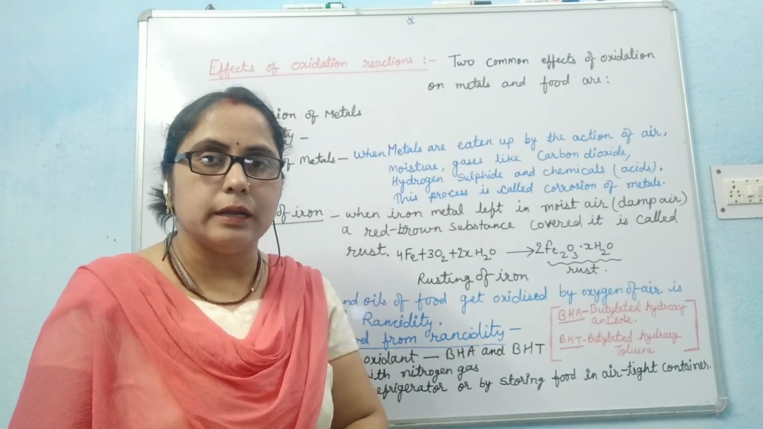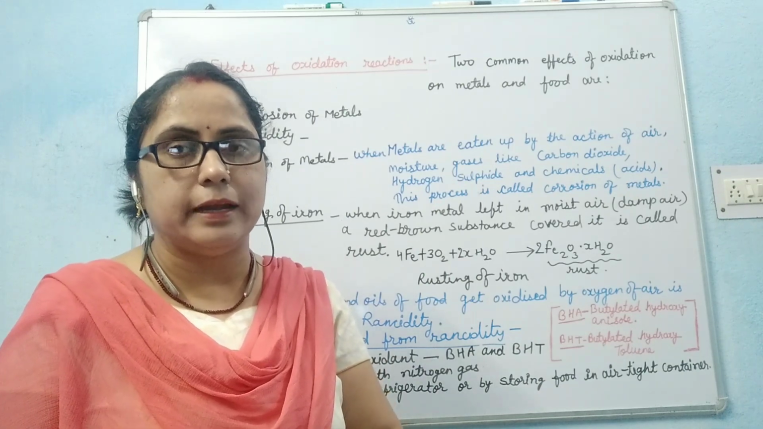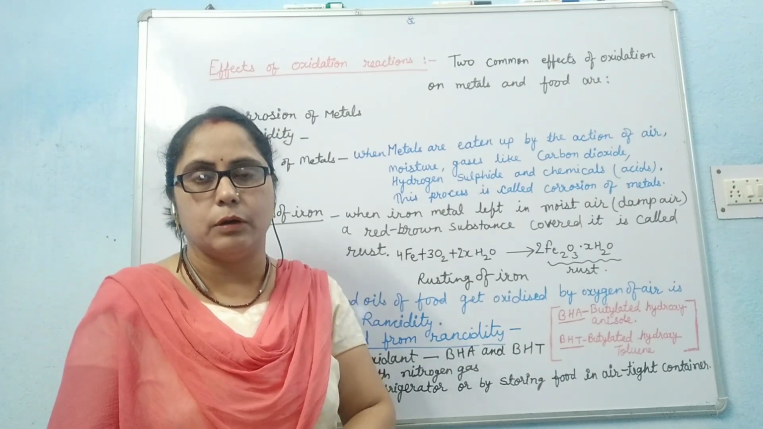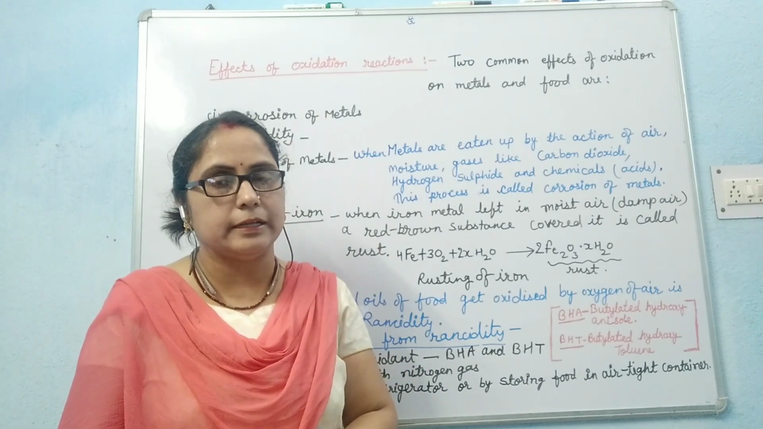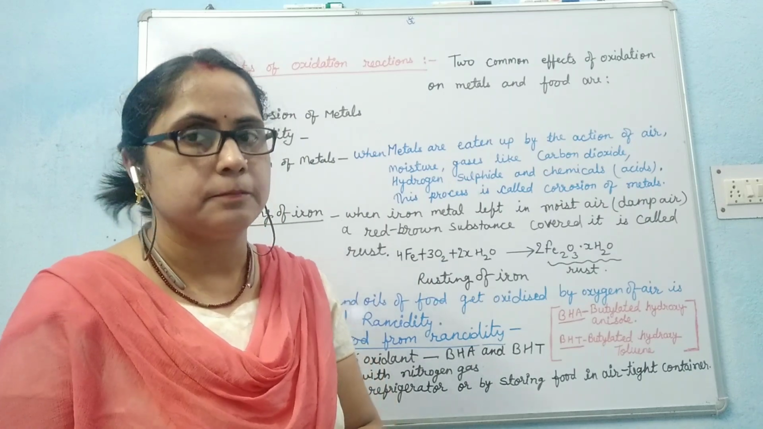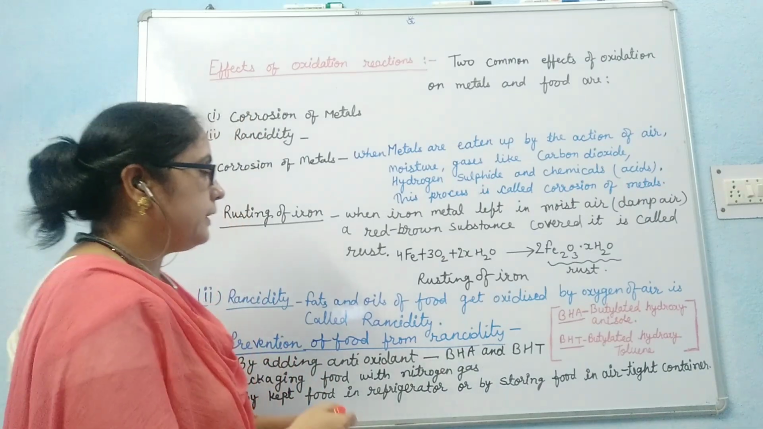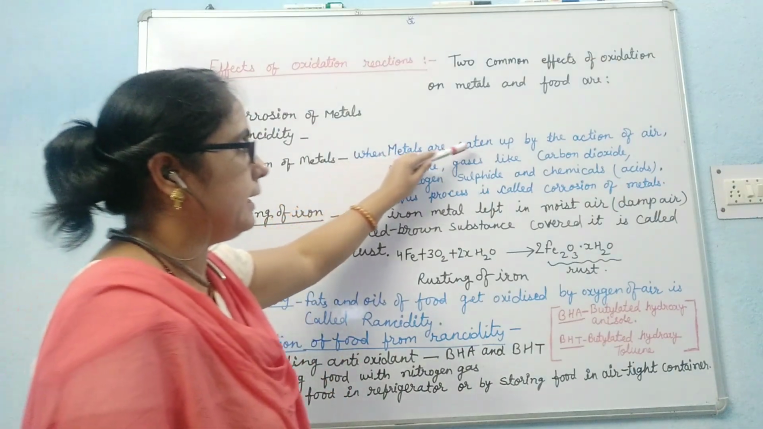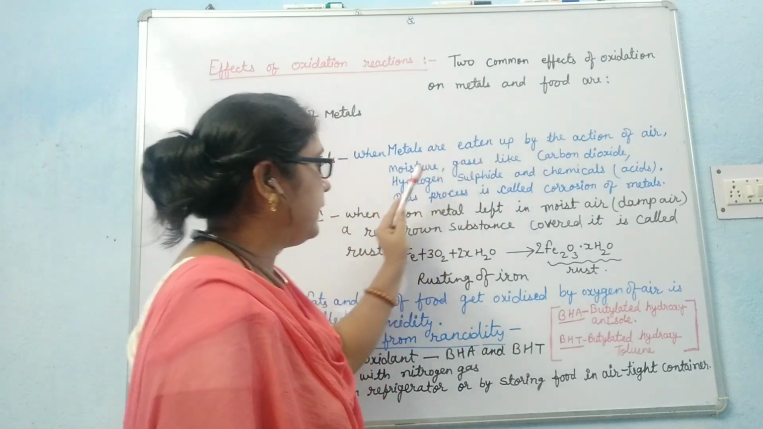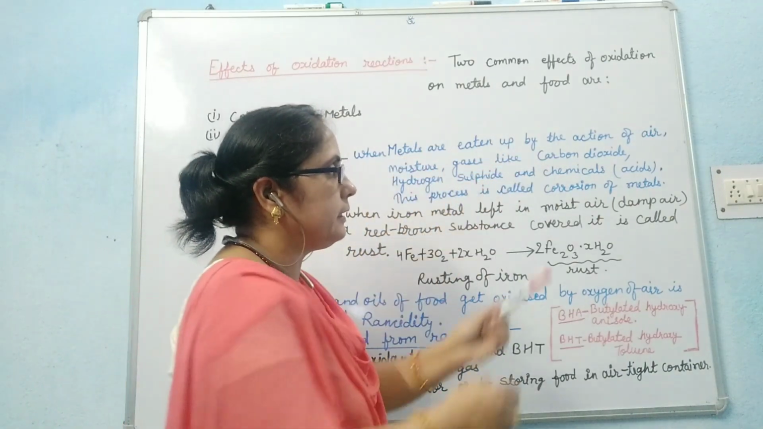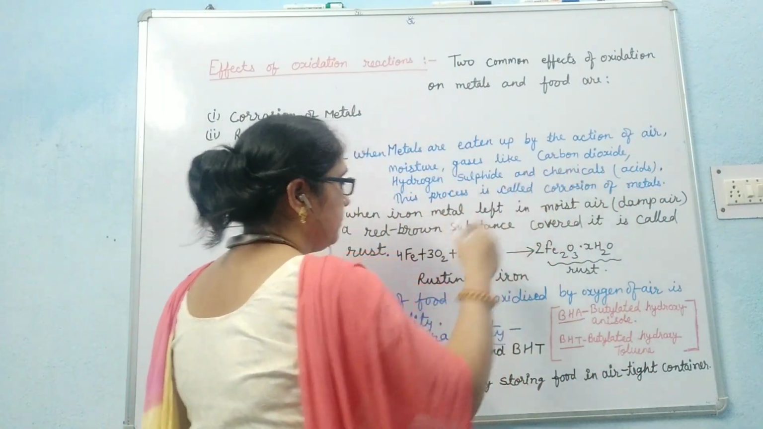When silver ornaments or silver metal react with the hydrogen sulfide present in air in a little amount, a layer of silver sulfide is formed over the silver metal, so it looks blackish. These all are examples of corrosion of metals. So it is written here, when metals are eaten up by the action of air, moisture, gases like carbon dioxide, hydrogen sulfide, and chemicals, including acids, this is called corrosion of metals.